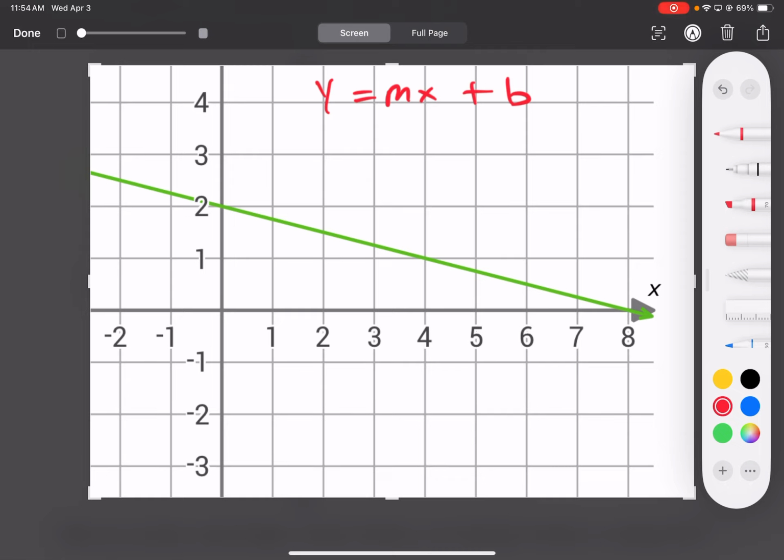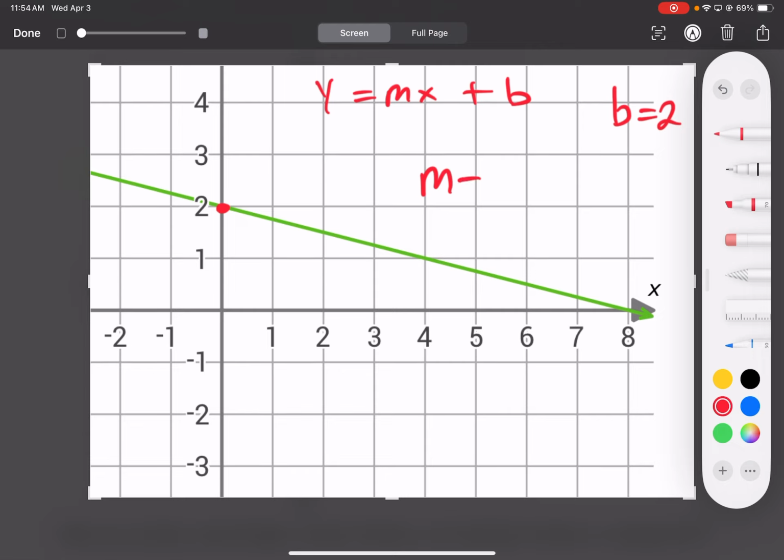B is 2. What is b called? Not the base, not military base. Bed. The y-intercept. Thank you. We call it bed sometimes. So the y-intercept. So your b is what? 2. Now let's figure out the slope.